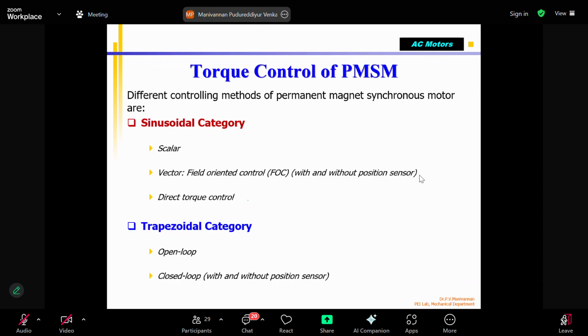I want to close it. Torque control in the permanent magnet, there are 2 types. One is called sinusoidal category, the other one called trapezoidal category. That depends upon winding. Correct?